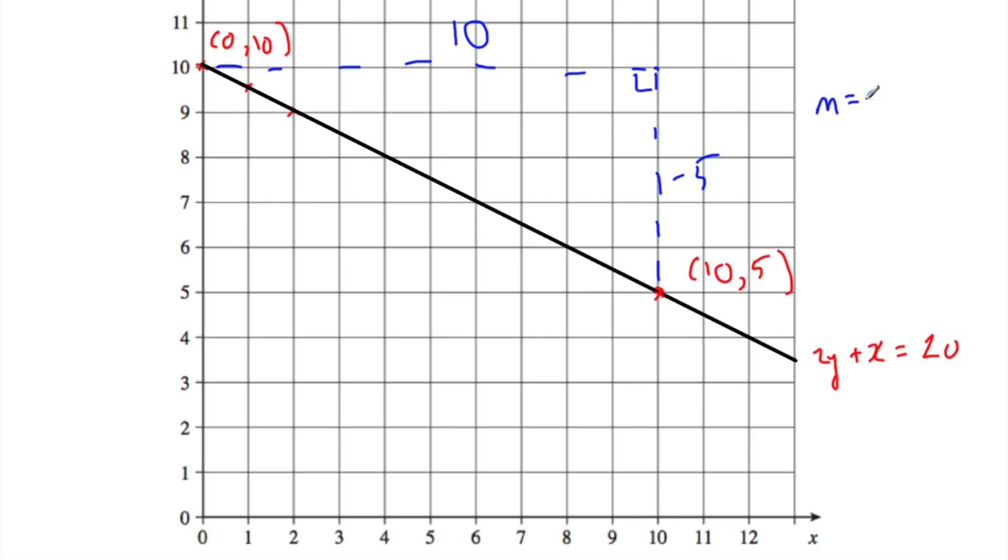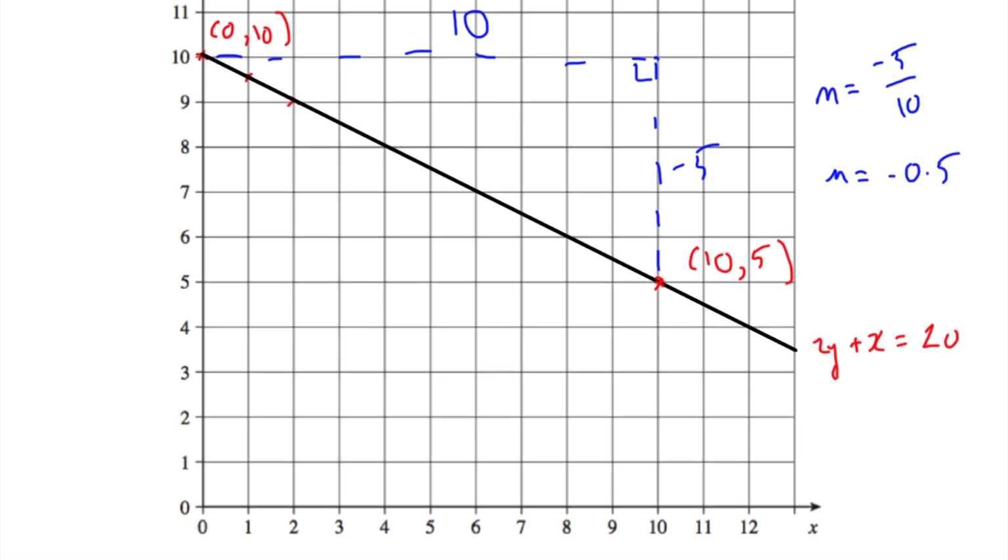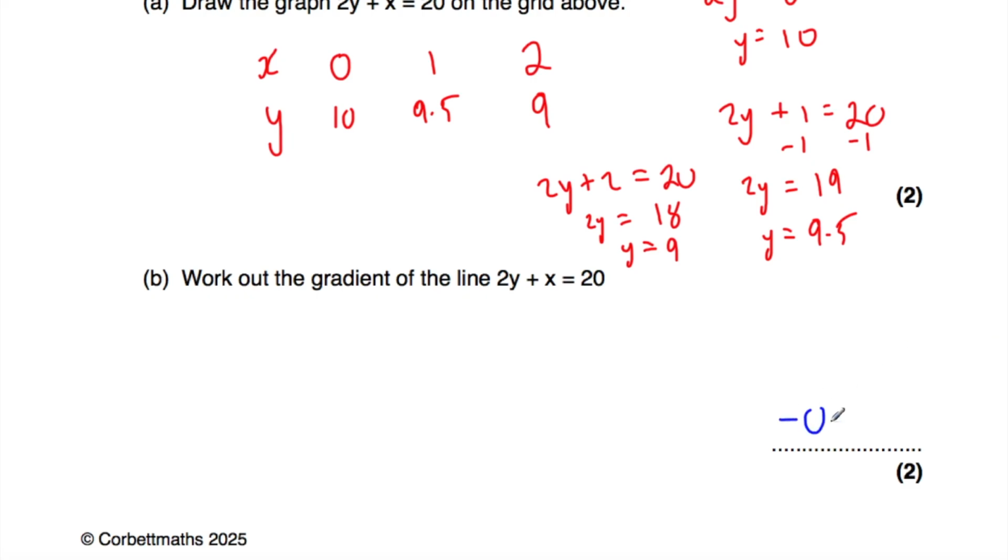So m, the gradient, will be the rise divided by the run, so the rise is negative 5 and the run is 10. And if we do negative 5 divided by 10, that's equal to minus 0.5 or minus a half, and that's it. So m, the gradient, would be minus 0.5 or minus a half. And that's it. Okay, let's look at our next question.